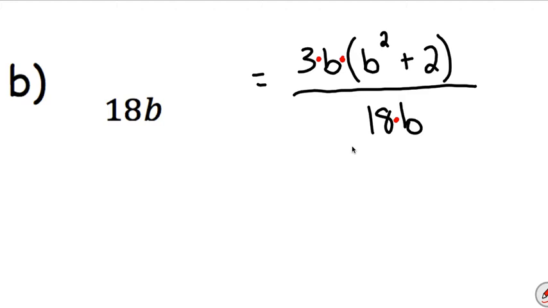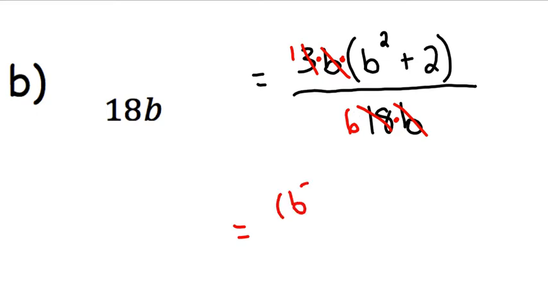I can cancel the 3 and the 18, and I can also cancel the b's because those are being multiplied as well. So 3 divided by 3 is 1, 18 divided by 3 is 6, and then the b's, since there's one copy in both the top and the bottom, they just cross out. Not this b here though, okay, because this would have to be the whole term, b squared plus 2. Okay, so now I look at my final answer and I say, all right, what am I left with up top?